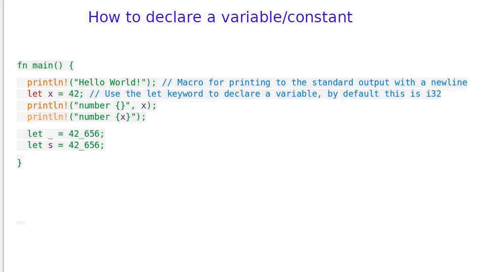Let's get back to our source code. Assigning to an underscore means, don't keep this thing around. If you compile this program, it will trigger a warning that the variable s is not used. Prefixing s with an underscore suppresses the warning.